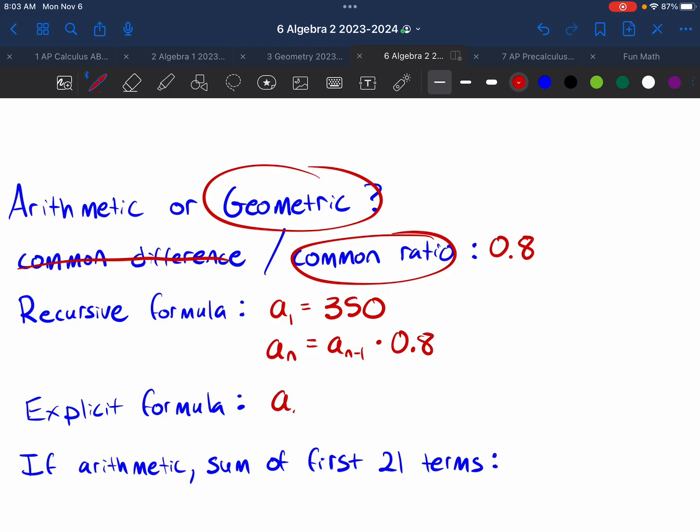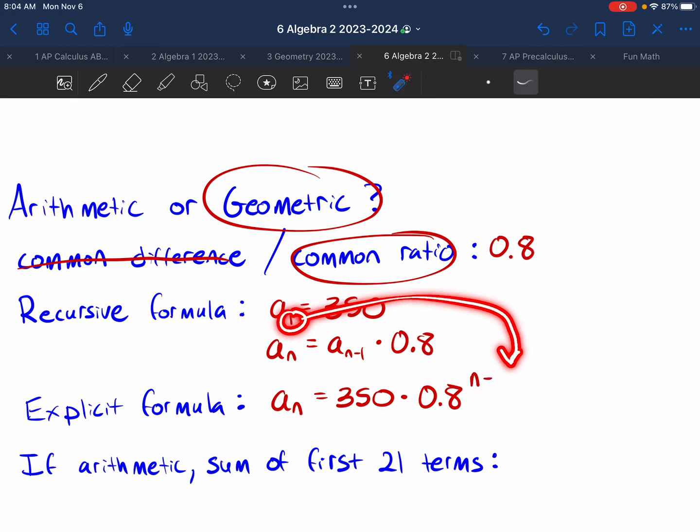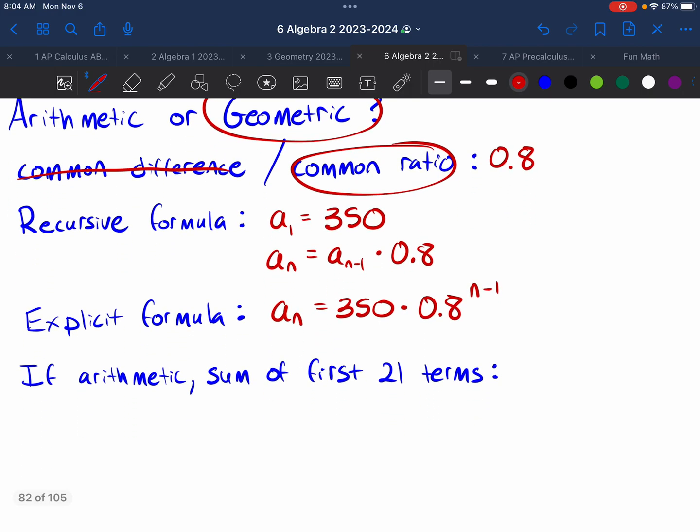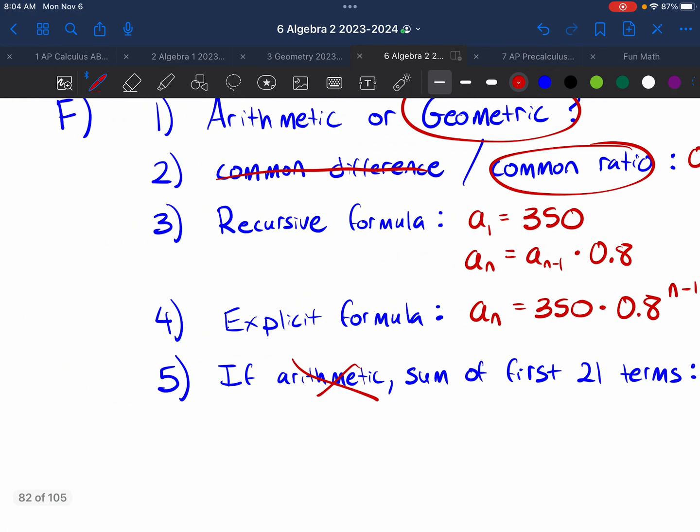Explicitly, we do a sub n. We'll choose the first value, so we'll bring 350 down here. We choose 350 and we multiply by 0.8. Again, it's kind of like we take this value and multiply by that and we're done, but we need to repeatedly do that. When we repeatedly multiply, that's a power. So it's going to be n minus, and then this is the first term, so this 1 is going to come over here. This is n minus 1. All right, it was not arithmetic, so we don't have to do part 5, cross it off.